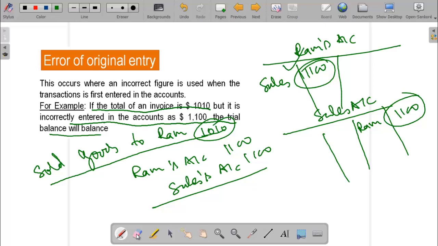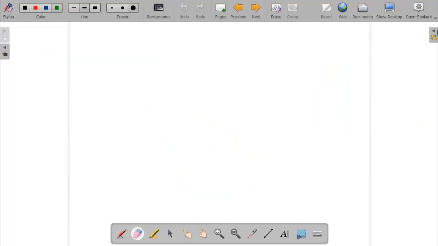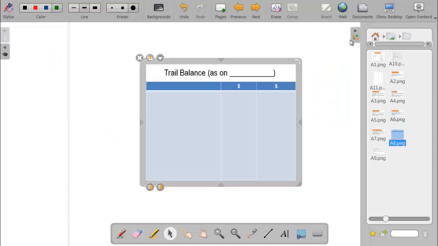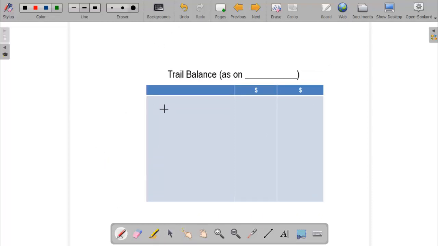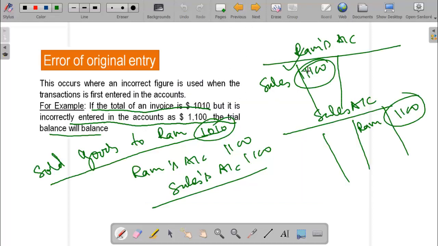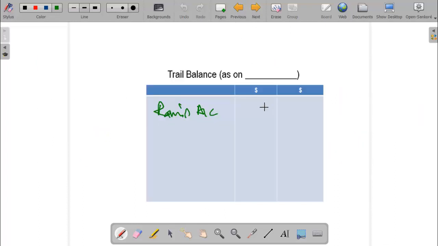Now see the trial balance. If I prepare the trial balance, the total of the trial balance will come out equal. First I will show Ram's account, and Ram's account is showing a debit balance of 1100. So I will write 1100 here. The next account is the sales account, showing a credit balance, so I will write 1100 on the credit side. Now see, the totals of both columns are coming the same.